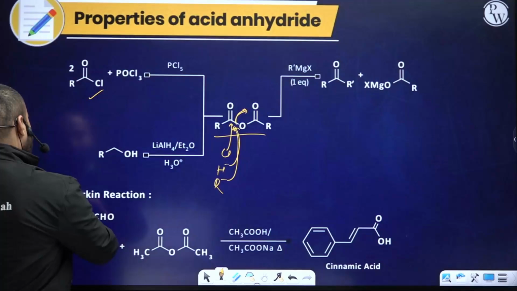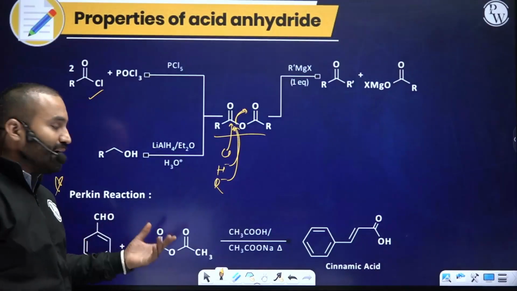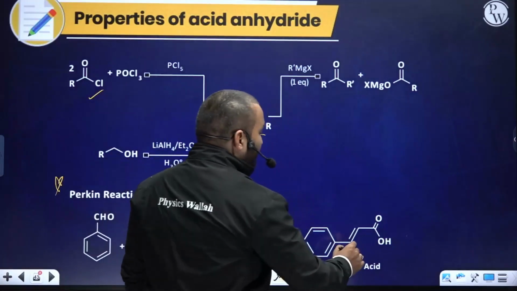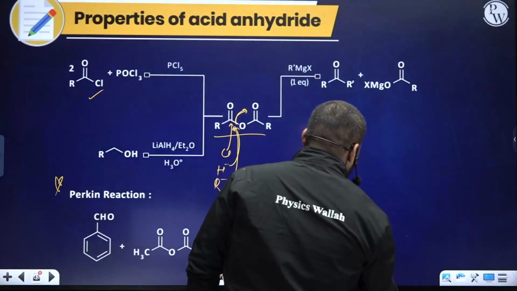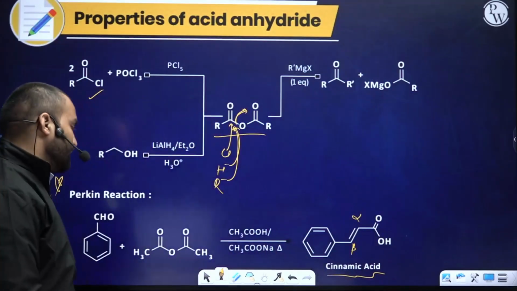The last reaction which is important is known as the Perkin reaction. The Perkin reaction is between an aldehyde and an acid anhydride, and the compound obtained is an alpha beta unsaturated acid. Alpha beta unsaturated acid. This is particularly cinnamic acid.